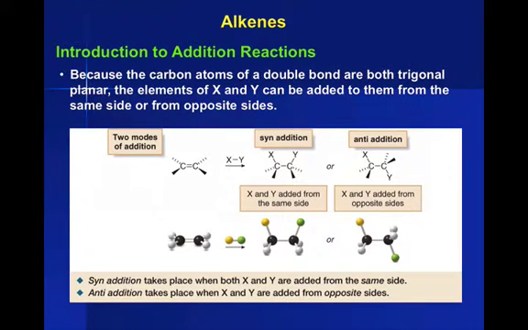Now, there's a couple of ways in which we can imagine adding our imaginary reagent XY across a carbon-carbon double bond. We can imagine adding X and Y to the same face of the alkene, where X and Y are kind of cis to one another, if you will. We call this syn addition. But we can also imagine adding one of the atoms on one face and the other atom on the other face, in what we call anti-addition.